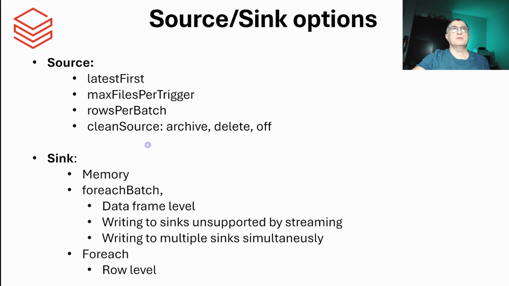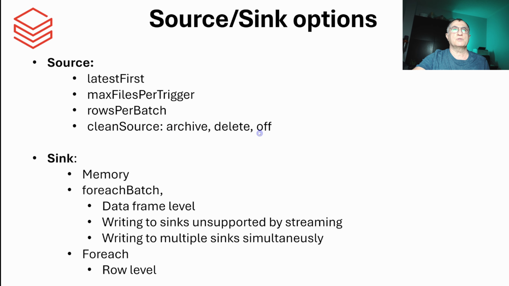Another useful option is the rows per batch option, which allows you to adjust the number of rows, especially if you are reading from a delta table. Finally, there is a clean source option, which allows you to clean the input files from your source folder. There are three different flavors for this option.